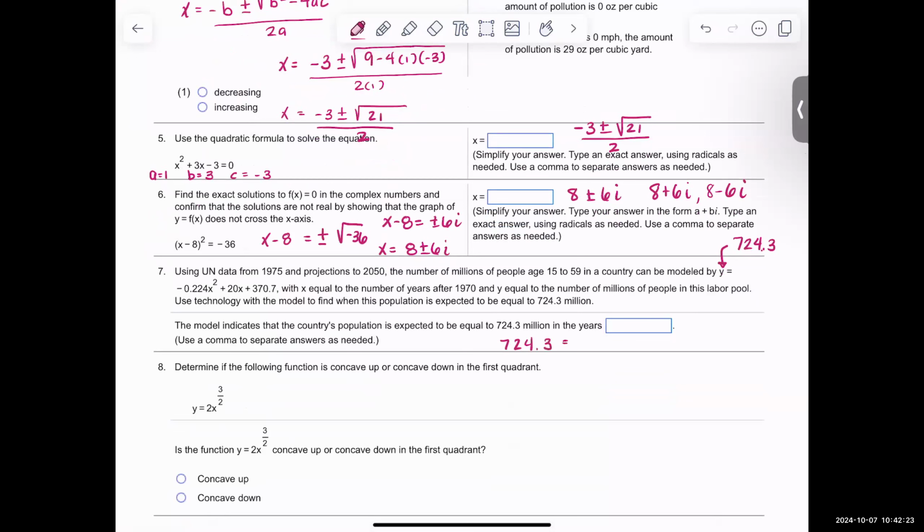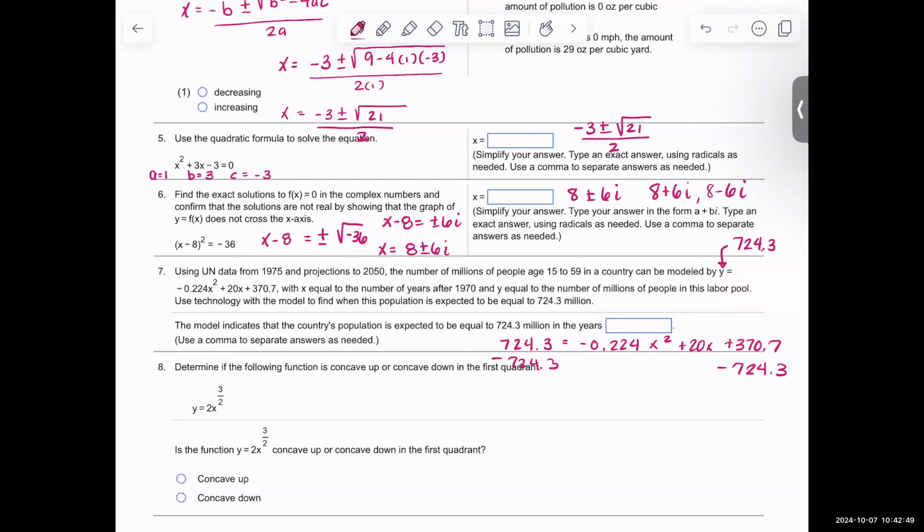724.3 equals negative 0.224 x squared plus 20x plus 370.7. Subtract the 724.3 from both sides, and then use the quadratic formula. And it's looking icky already.